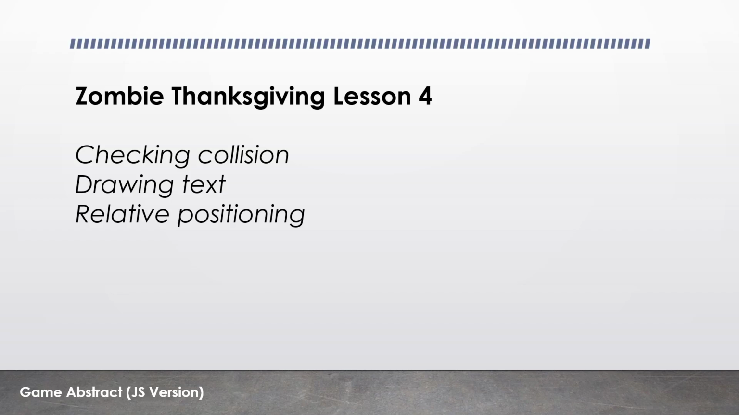Welcome to Zombie Thanksgiving Lesson 4. Essential to all games is the ability to check to see when one object has hit another object. Additionally, it's also useful to provide some textual information on the screen and then possibly position it relative to an object. So let's get to it.